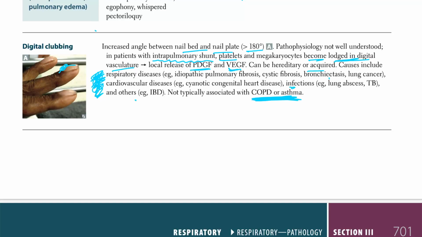And what are the causes? Basically, you have intrapulmonary shunting. If you have an intrapulmonary shunt, platelets and megakaryocytes become large in the distal vasculature, and they're going to cause digital clubbing. How? By increasing the platelet-derived growth factor and vascular endothelial growth factor, high yield. It could be hereditary or acquired, and all of these factors play a role. That's called digital clubbing. Okay, moving on with the next one.